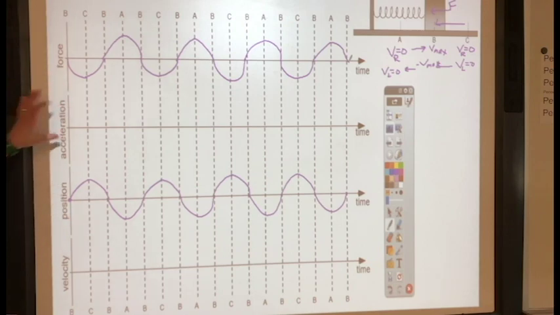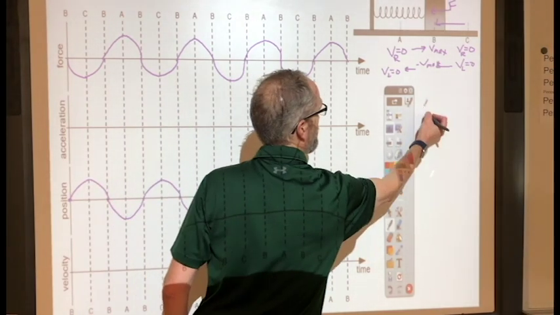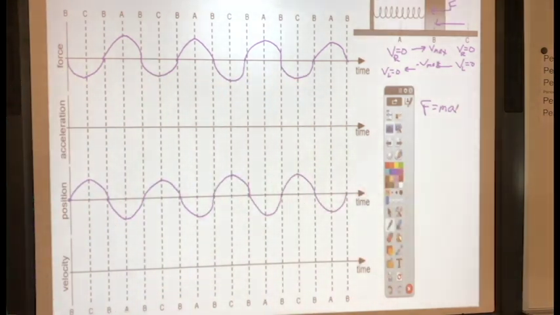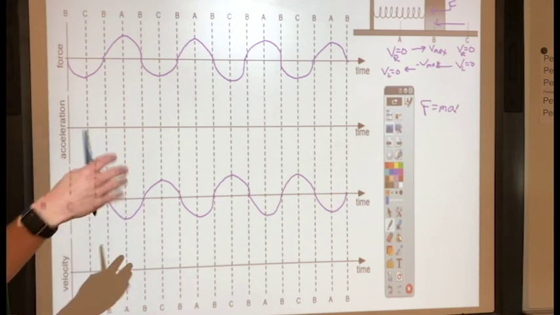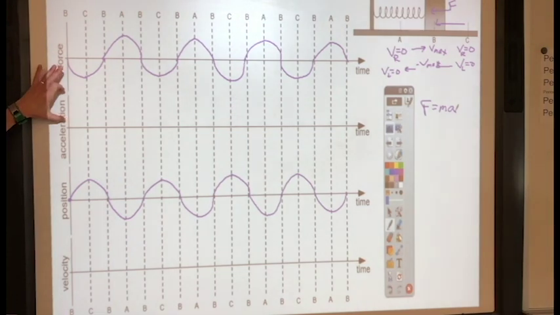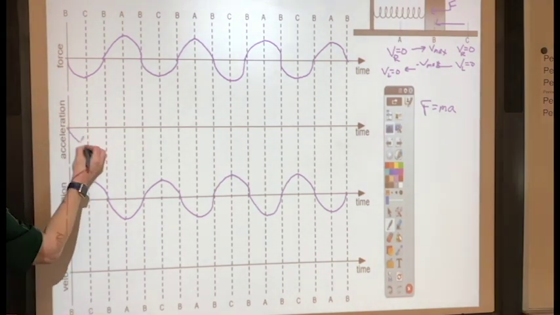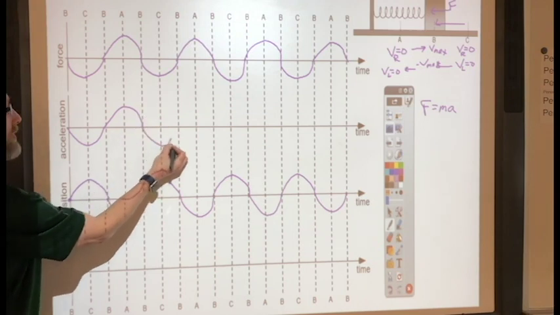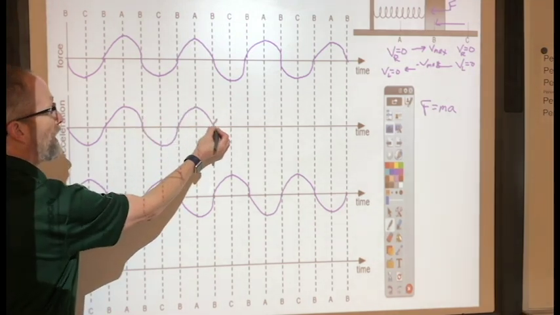Our acceleration, remember, F is equal to mass times acceleration. And so when this thing accelerates, it has more force. When it has a negative acceleration, it has more force in the negative direction. Because of that, these two graphs should be exactly the same. So this one's going to go down, this one's going to go up, come back down, and then the cycle will just continue as you go through.